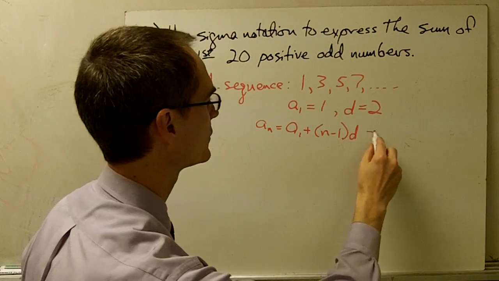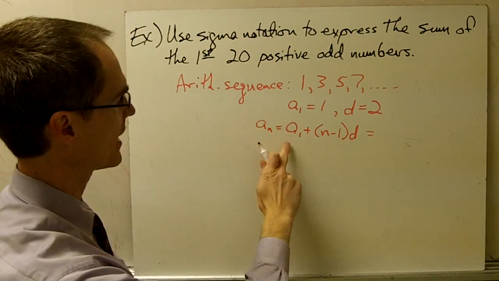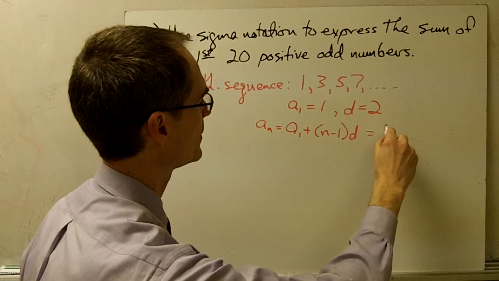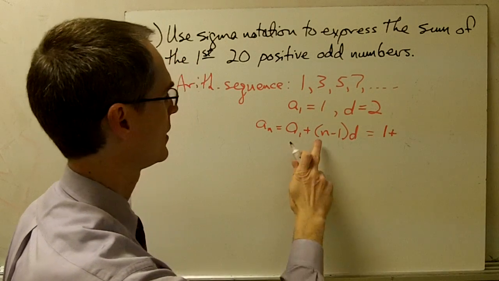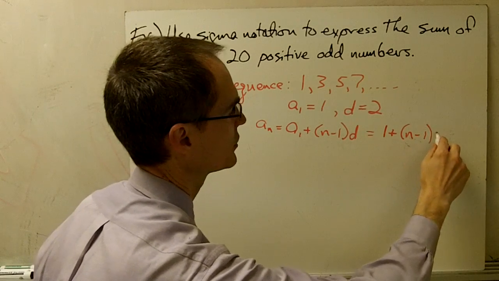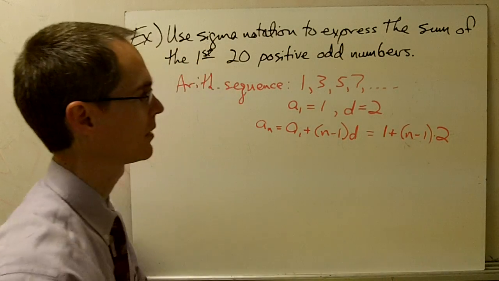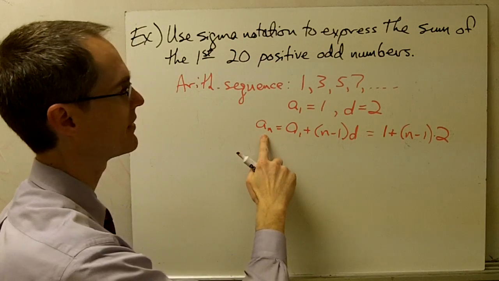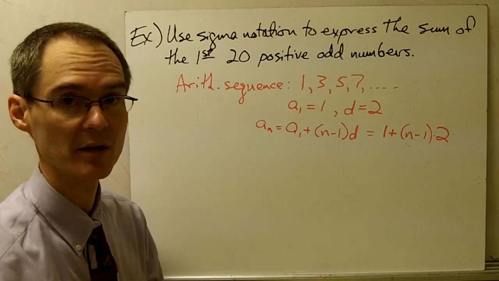And this would be equal to, a sub 1 for this arithmetic sequence is 1. So that would be 1 plus n minus 1 times 2. All right, so this is my formula for the nth term of my arithmetic sequence.